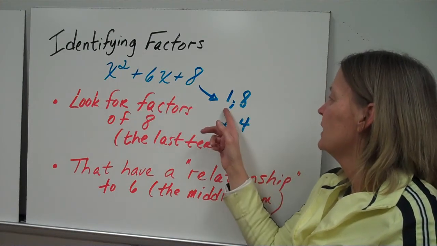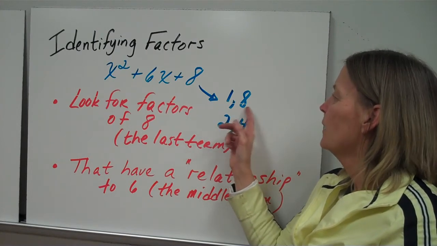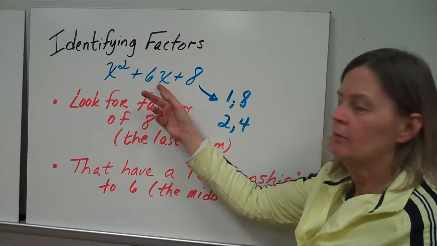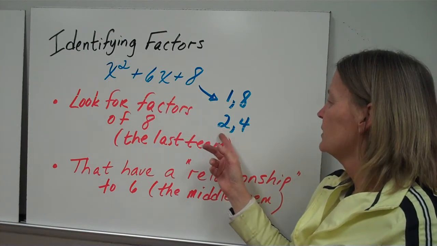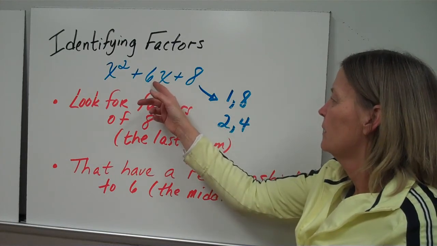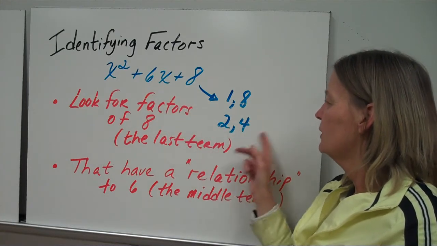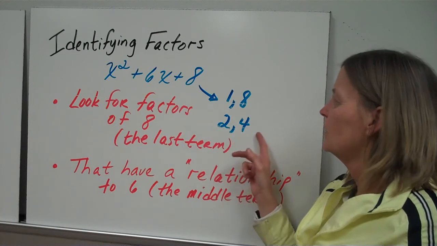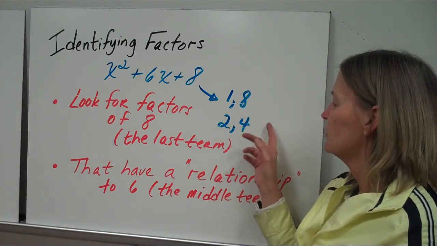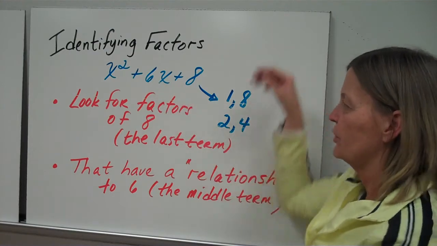So let's look at 1 and 8. Adding and subtracting would not give us 6. However, let's look at 2 and 4. If we added 2 and 4, we would have the middle term of 6. So 2 and 4 are the ones we would talk about for this problem. So again, what we're going to do is list factors and then look at the one with the relationship.